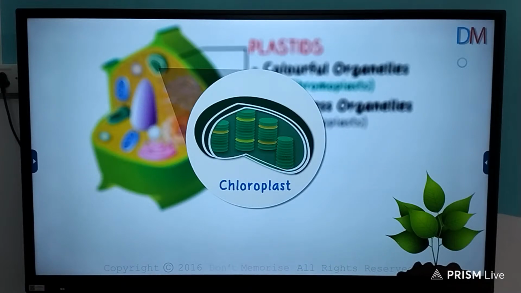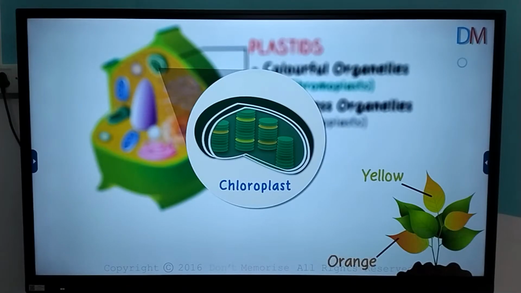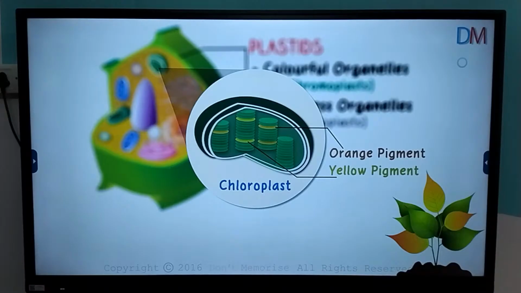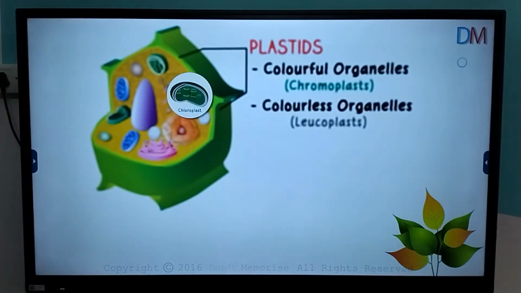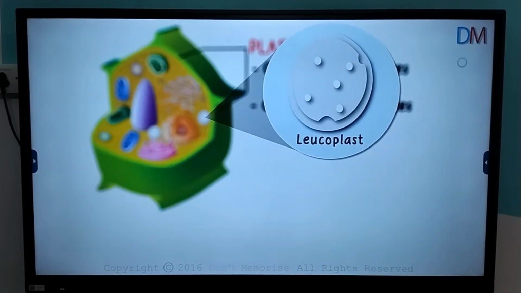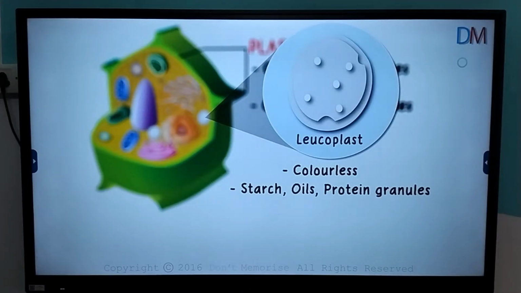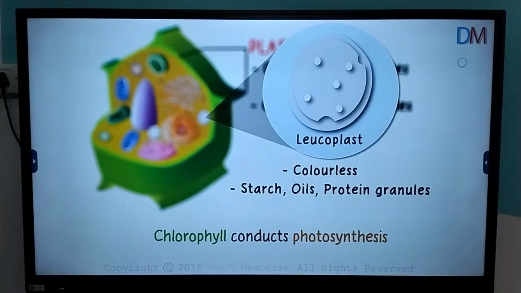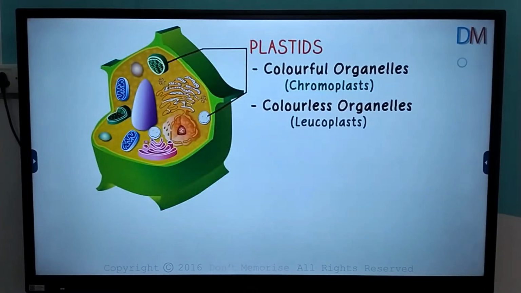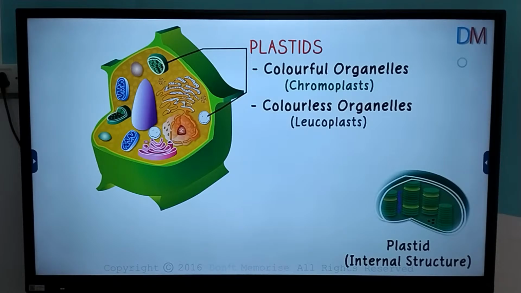Wait, think about all the leaves you have seen so far. Have they always been green? Have you seen some plants that have yellow and orange spots on their leaves? Why is that so? Yes, the chloroplasts also contain yellow and orange pigments apart from chlorophyll. Leucoplasts, on the other hand, have no color and they store materials such as starch, oils, and protein granules. The starch produced by the process of photosynthesis is stored in the leucoplasts, and the pigment chlorophyll helps to conduct the process of photosynthesis. How does the internal structure of the plastids look?